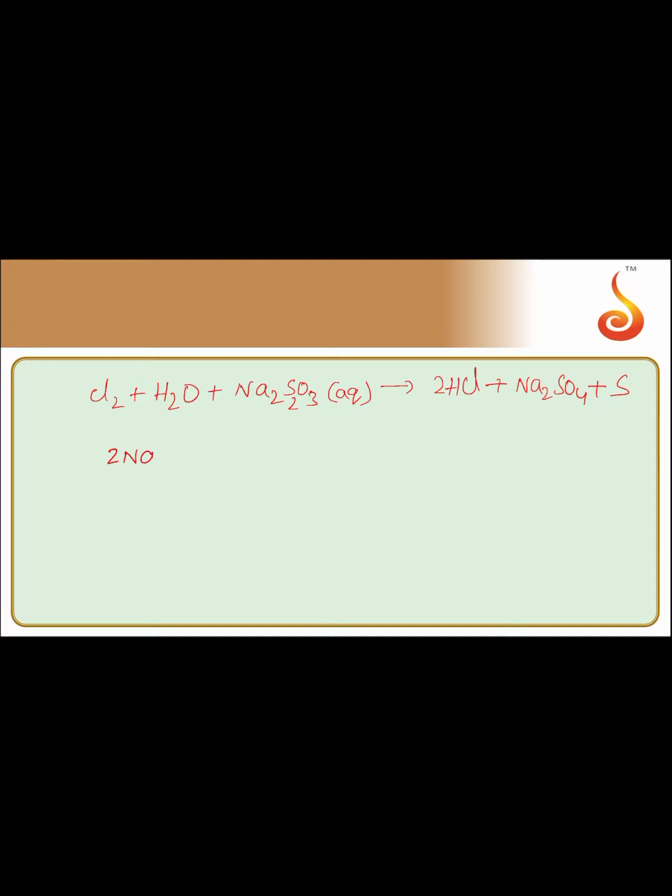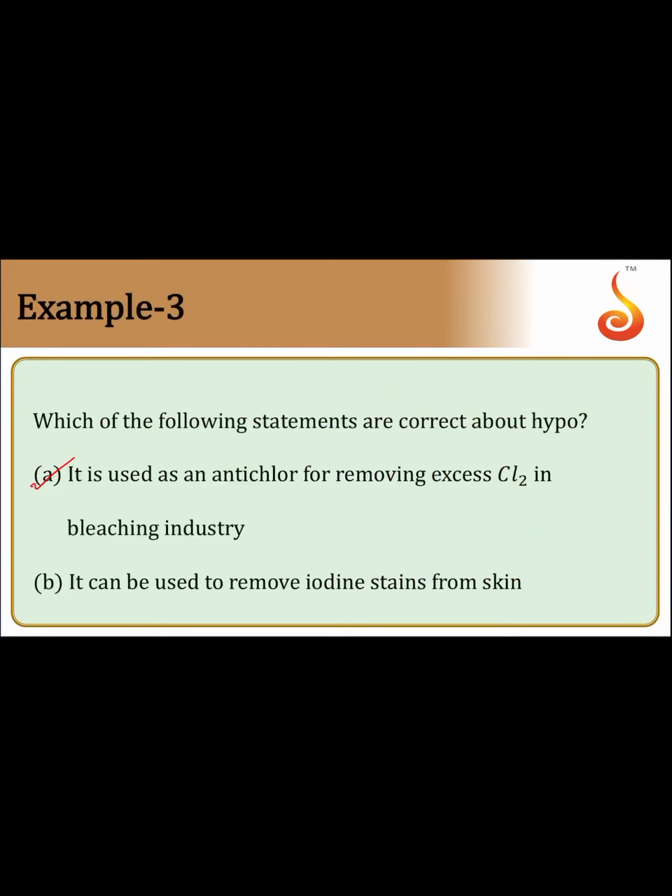When Na2S2O3 reacts with iodine stain, it will form Na2S4O6, which is colorless. Na2S4O6 is sodium tetrathionate, which is colorless. So that means hypo can be used to remove iodine stains from the skin. So it is a correct statement.